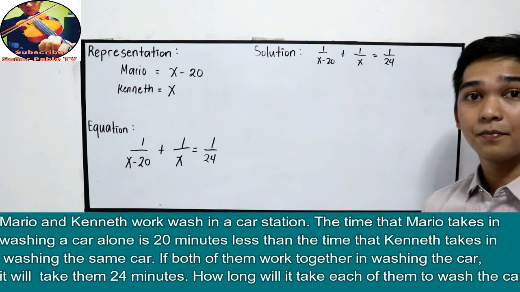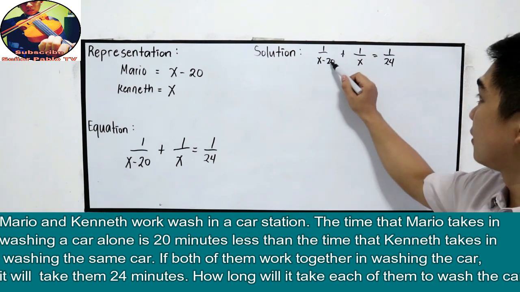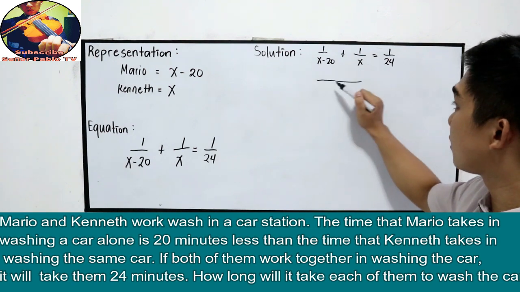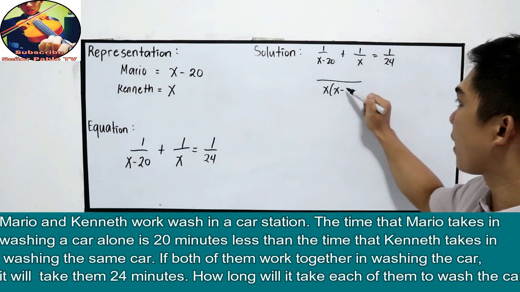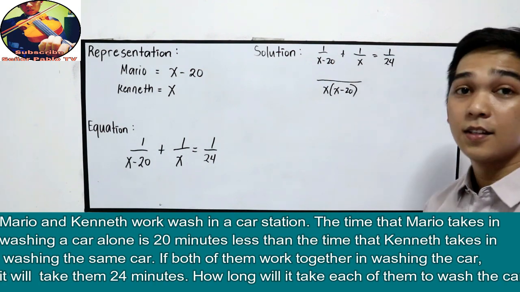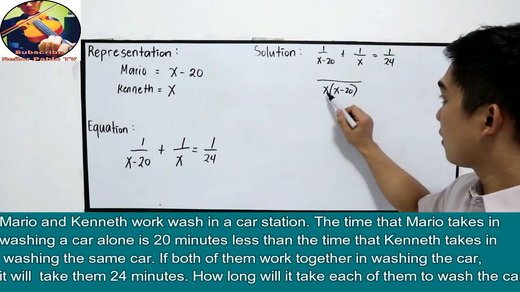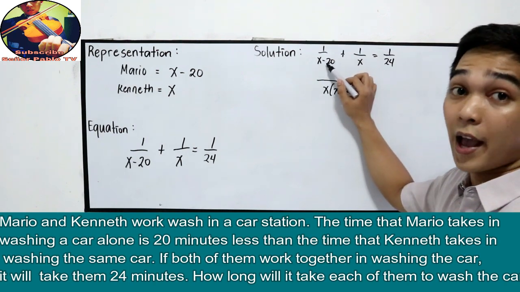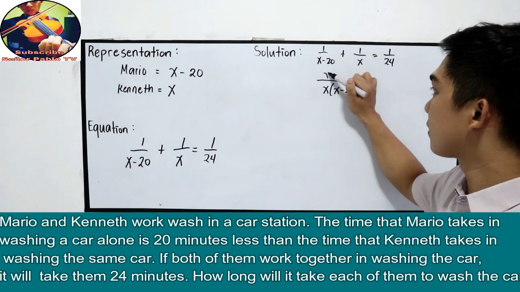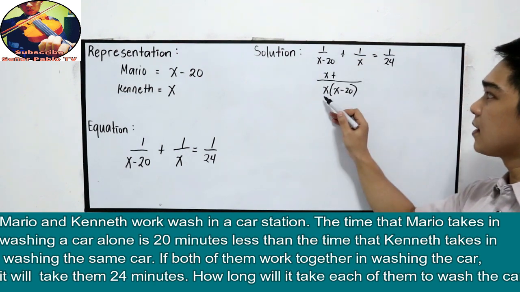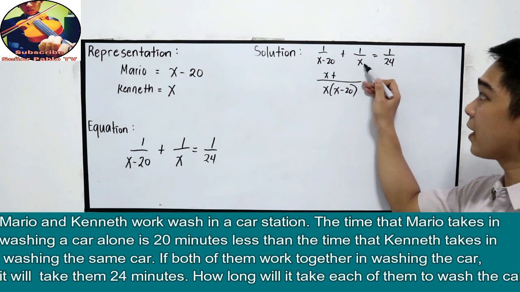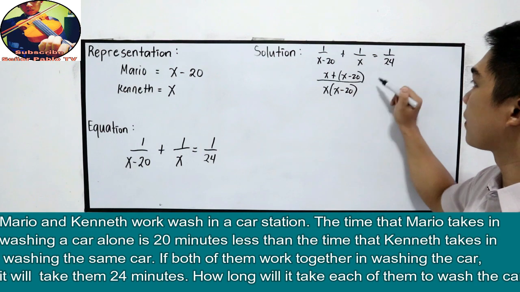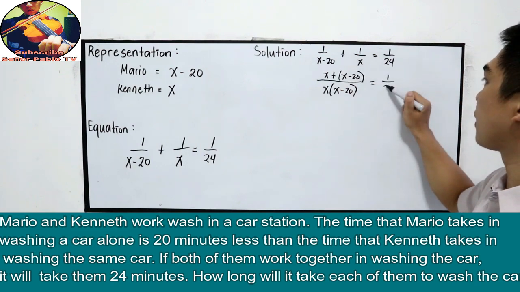Find the LCD. So, dito sa left side ng ating equation, ang LCD natin is X times X minus 20. So, divide natin, X times X minus 20 divided by X minus 20. So, X na lang, times 1, so X. Plus, X times X minus 20 divided by X. So, cancel yan, magiging X minus 20 is equal to 1 over 24. Kopihin lang natin.